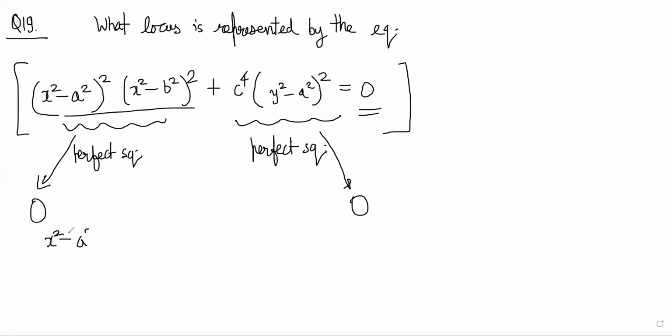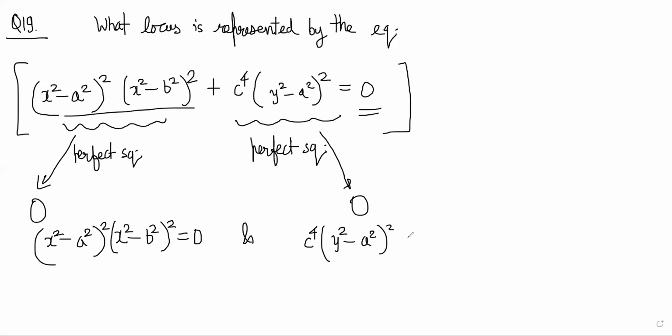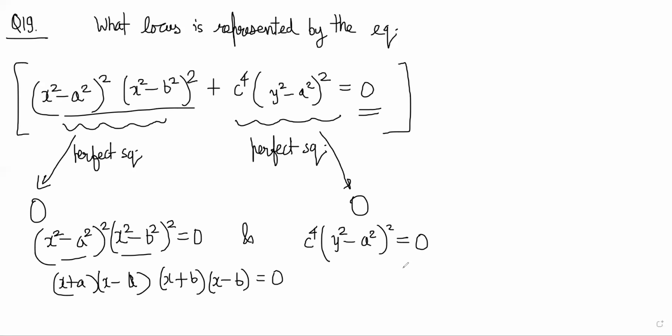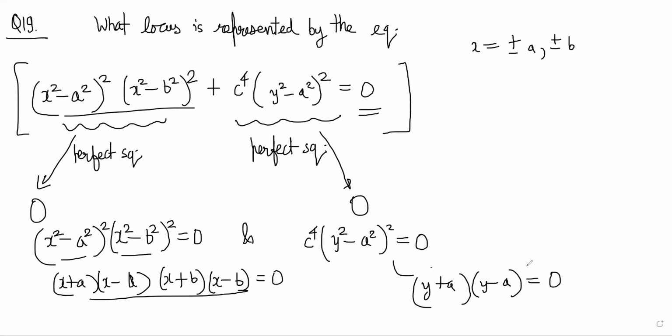So you have to have x square minus a square whole square multiplied by x square minus b square whole square is 0, and you have to have c power 4 y square minus a square whole square is 0. So you can factorize this and say this is x plus a, x minus a, x plus b, x minus b is equal to 0, removing the square, and here y plus a, y minus a is equal to 0. So from this we get that x could be plus minus a and plus minus b, and from this y must be plus minus a.